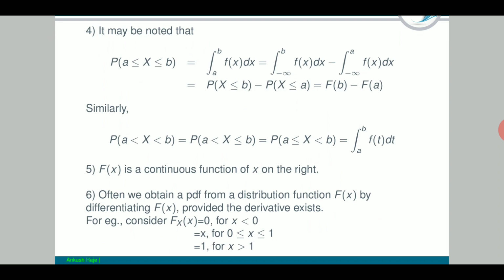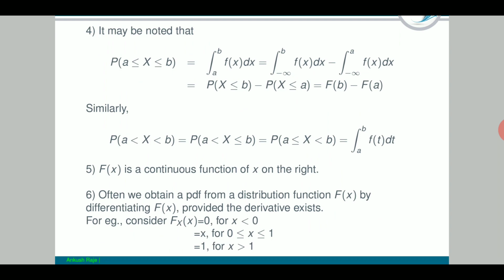The fifth point to be noted is that F(x), the cumulative distribution function for a continuous random variable, is a continuous function of x on the right. Whenever you are going to the right, that means whenever you are increasing the values of x, your function will be continuous. Your function is continuous in fact. F(x) is a continuous function of x on the right. We are going to see the diagram in the next slide.